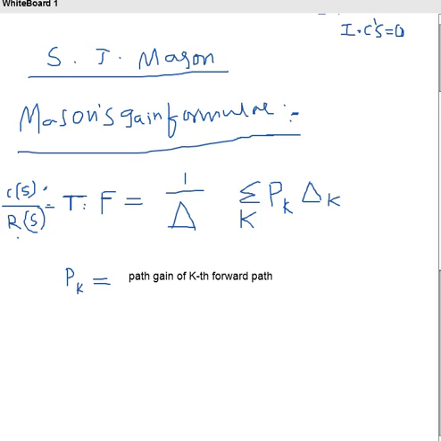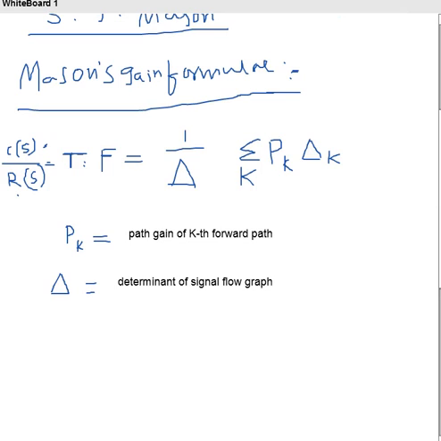So how to find out delta? Delta is nothing but the determinant of the signal flow graph. First I am explaining the formula terms. After that, I'll explain what is a signal flow graph and what is a node and all. So what is delta? Delta is nothing but the determinant of the signal flow graph. How to find it? One formula is there, based on which the determinant of the signal flow graph can be calculated.